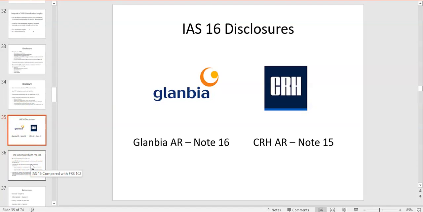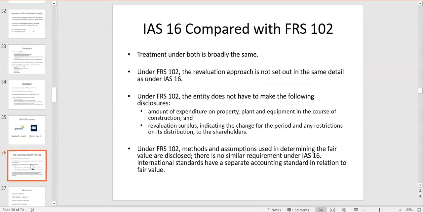In terms of comparing international standards with UK and Irish GAAP, both of them are broadly the same. Under FRS 102, there's not as much detail in terms of the revaluation model, and FRS 102 doesn't require as many disclosures. But the broad principles in terms of how to account for them, how to capitalize them in initial recognition, and how to calculate depreciation are all quite similar. There are only a couple of small disclosure differences that are not material in terms of the AC220 module at least.